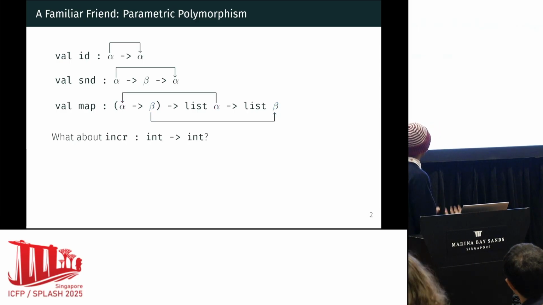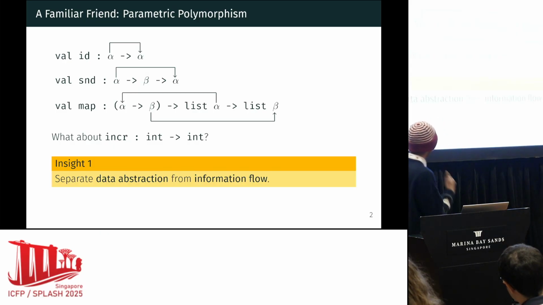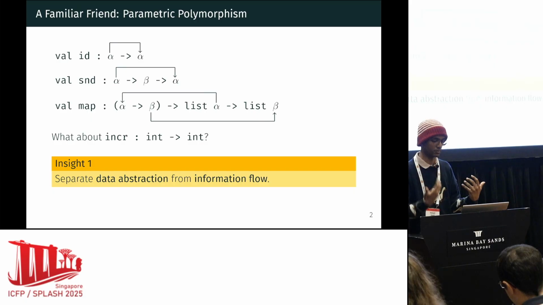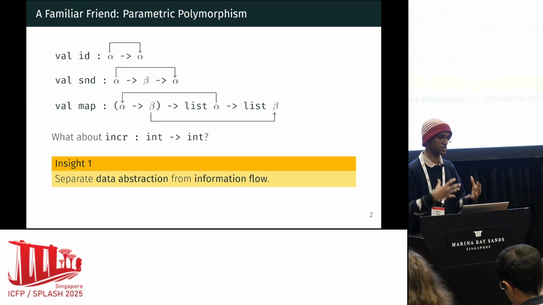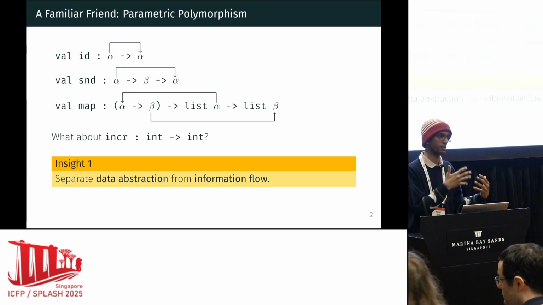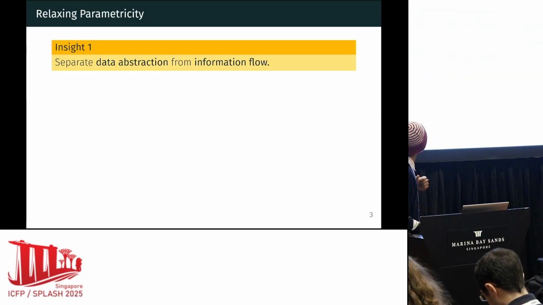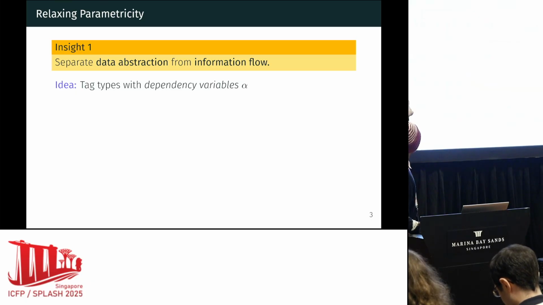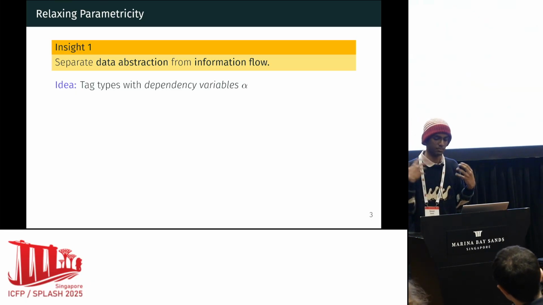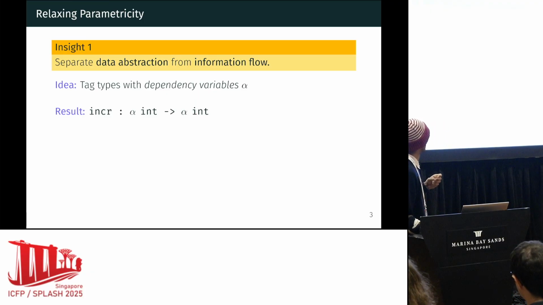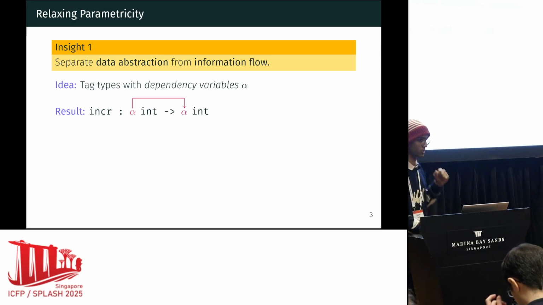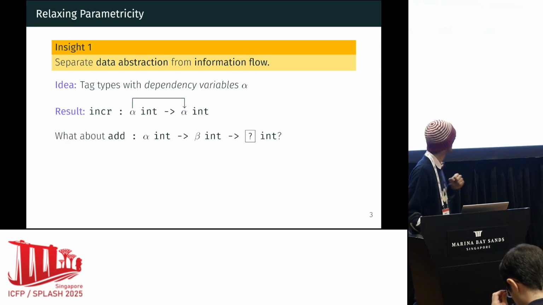But what about something non-polymorphic, like incr going from int to int? So our first insight is to separate data abstraction from information flow properties. So we want to weaken parametricity to separate out the part of it that talks about information flow properties. Okay, and the idea is to tag types with dependency variables alpha. So instead of having alpha be the type, we're just going to have them sit next to the type. And so our type for incr is alpha int to alpha int, and the alpha plays the same information flow role as before, but not the data abstraction role.